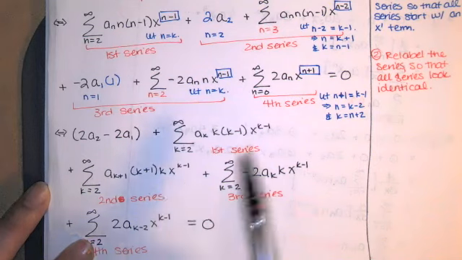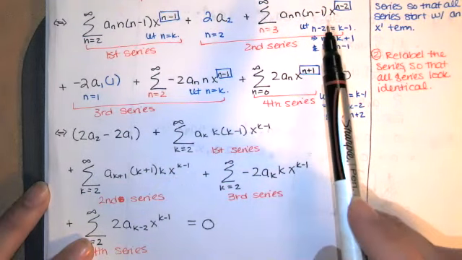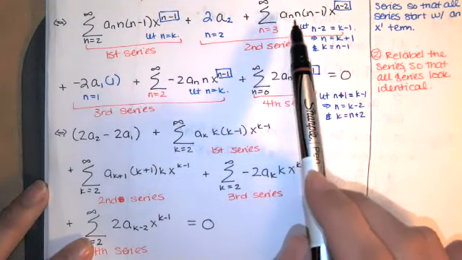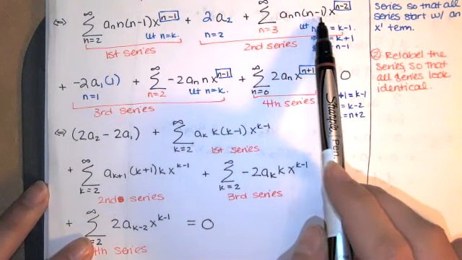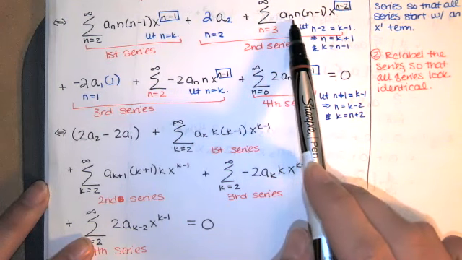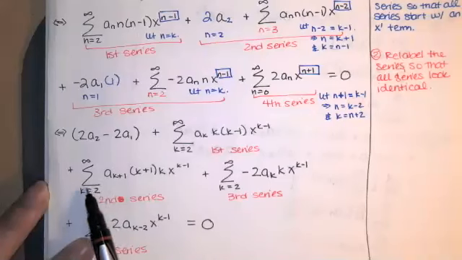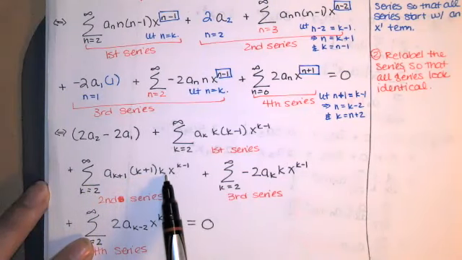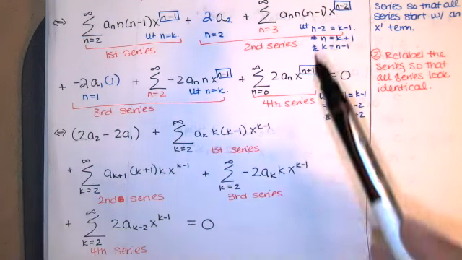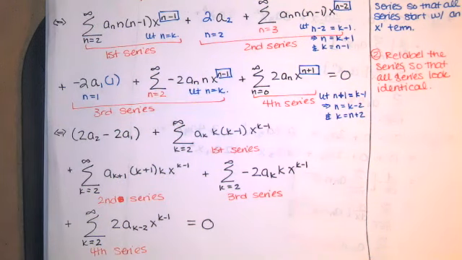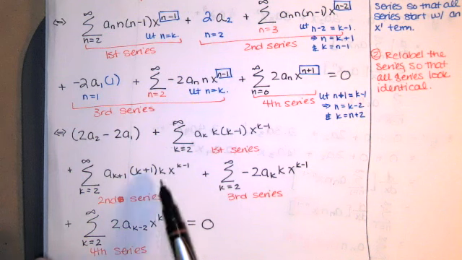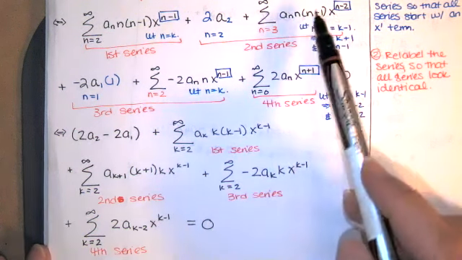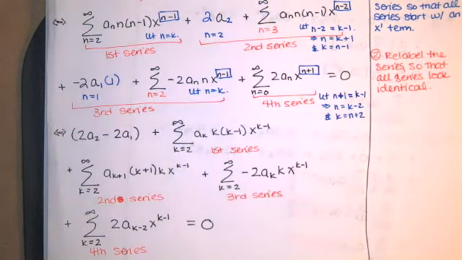I need to show that the second series here is equal to the second series here. When n equals 3 here, I have 3 times 3 minus 1, so that's 3 times 2, times a sub 3 times x to the first. When k equals 2, I have a sub 3 times 2 times x to the first. So it's the same thing, we've just shifted the indices. So we're writing that series in a different form.